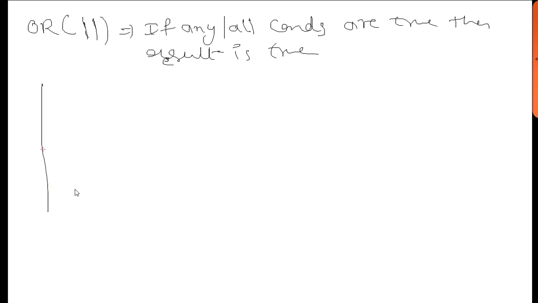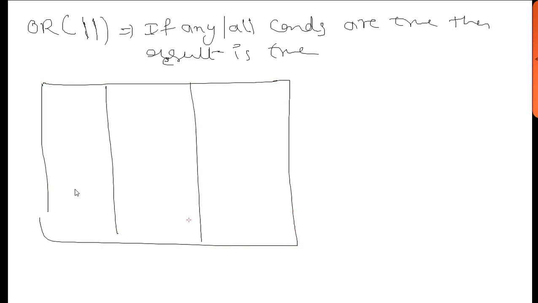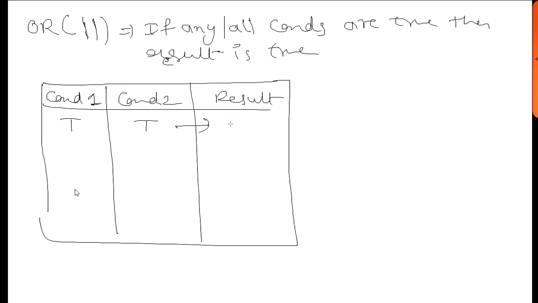Let us see the truth table. So this is the truth table that I am taking here. This is condition number 1, this is condition number 2, and this will be the result. Let us say condition 1 is true, condition 2 is true. Let's assume that these two are true. Then what will the result be? The result will be true, because as I said, if any or all conditions are true, then the result will be true.